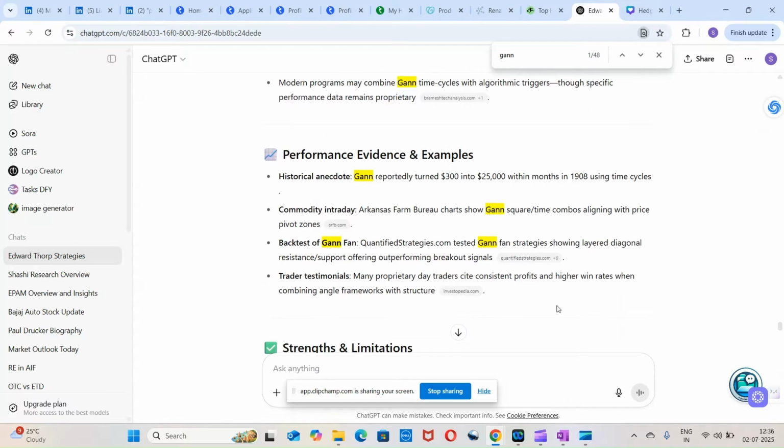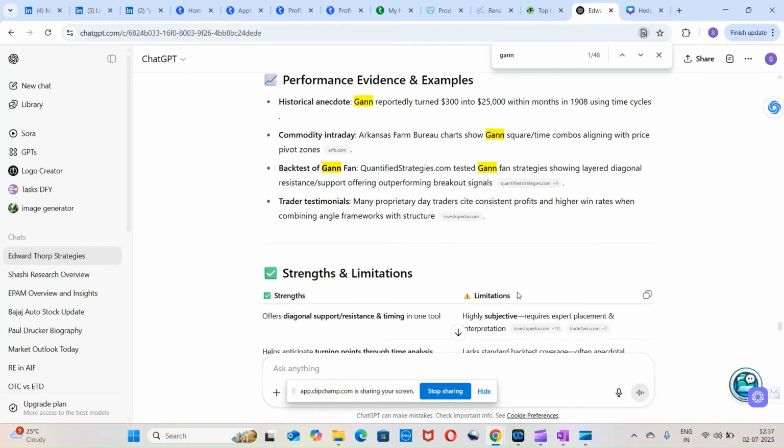Performance evidence and examples. Historical anecdote: Gann reportedly turned $300 into $25,000 within months in 1908 using time cycles. Commodity intraday: Arkansas Farm Bureau charts show Gann square time combos aligning with price pivot zones. Backtest of Gann fan: quantifiedstrategies.com tested Gann fan strategies, showing layered diagonal resistance and support outperforming breakout signals. Many proprietary traders cite consistent profits and higher win rates when combining angle frameworks with structure.